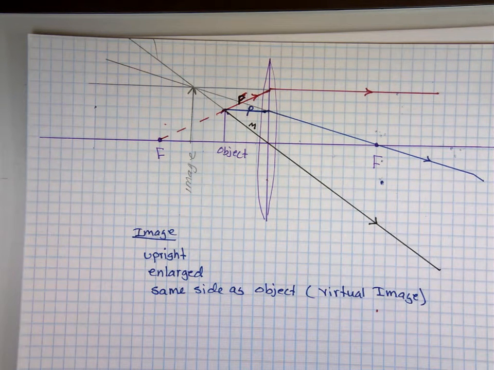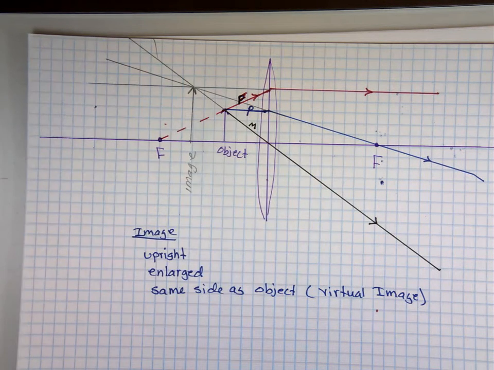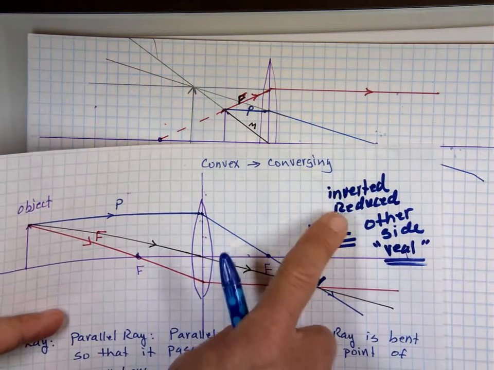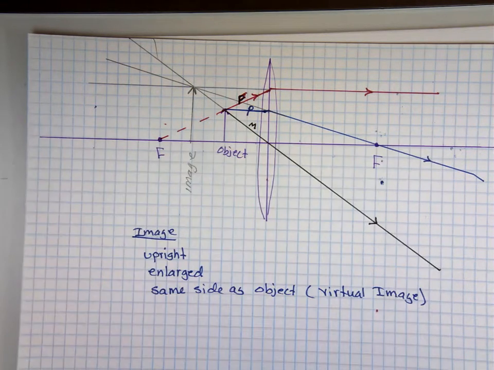So if you place the object between F and the lens, you're going to have an image that's bigger, an upright virtual image. If you place it to the left, we just did that, your image is going to be what? Inverted, reduced, real image. That's when you're dealing with convex or converging lenses.